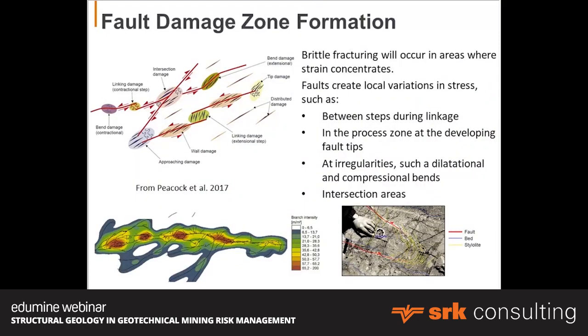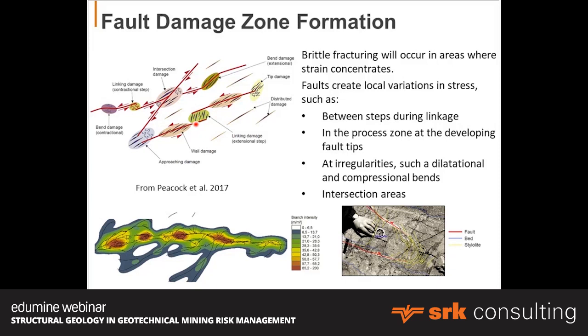Fault damage zones form in a variety of processes. In brittle faults, brittle fracturing occurs in those areas wherever there's strain concentration. So we already spoke about those linkage zones between different segments. Such as here, this is a linkage zone, stress concentrates in there and you get damage, with extensional fractures connecting the two segments.